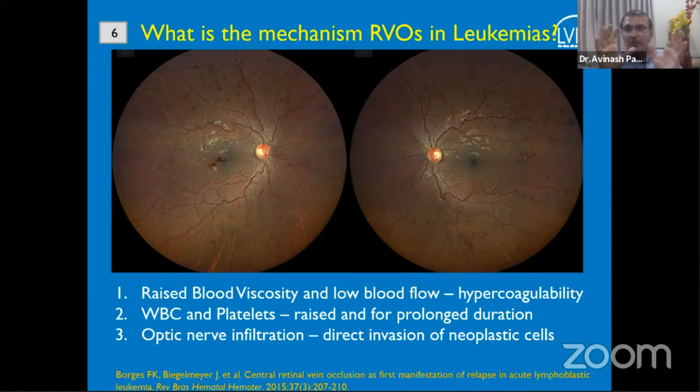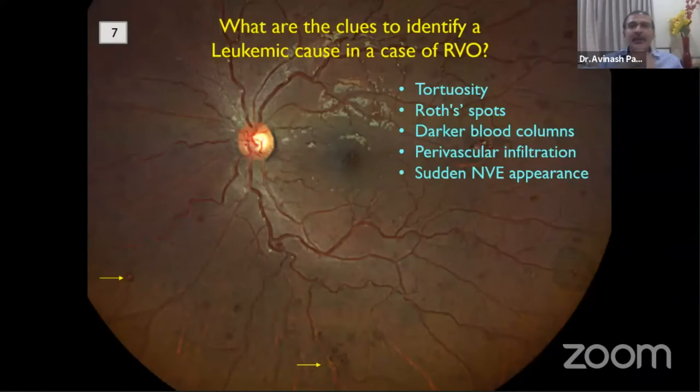Many a time, both the acute and the chronic types of leukemias can cause vein occlusions, more commonly the chronic ones. And how can we clinically identify whether a venous occlusion is because of leukemia or not? It is the presence of Roth spots, dark blood columns, perivascular infiltration which does not leak on fluorescein, and the sudden appearance of NVE. The last two are very important: the perivascular infiltration which doesn't leak on fluorescein, and the sudden neovascular appearance.